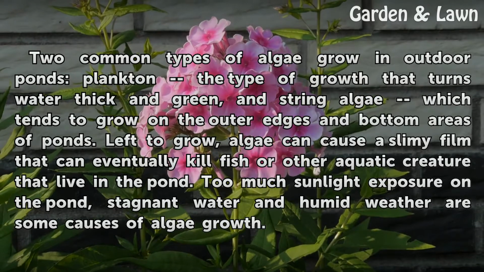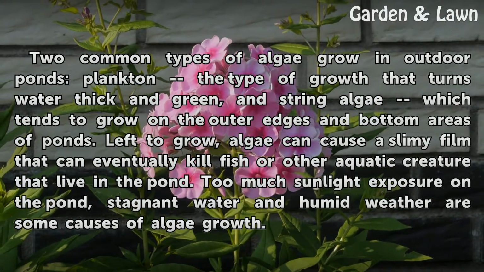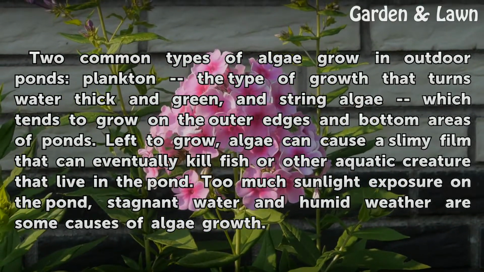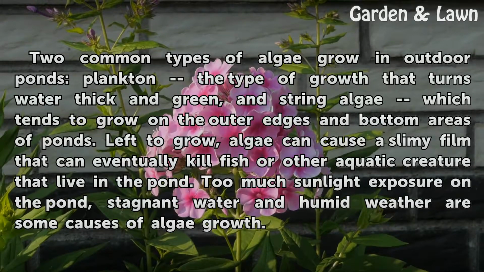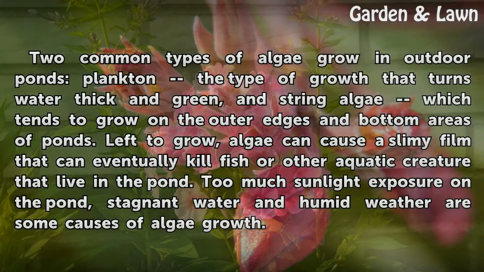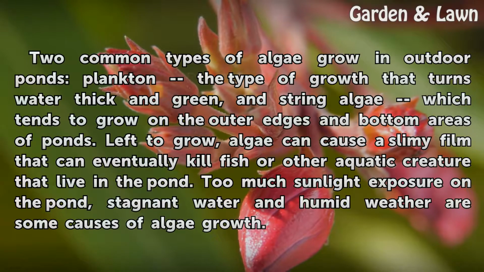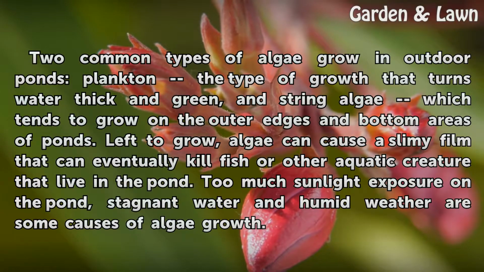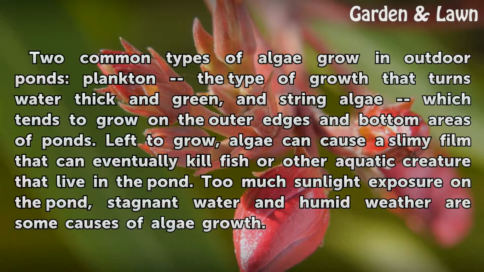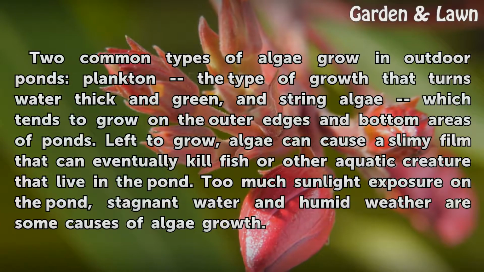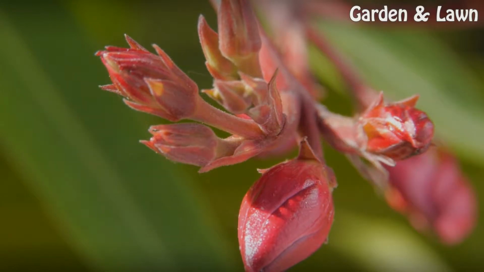Two common types of algae grow in outdoor ponds: plankton, the type of growth that turns water thick and green, and string algae, which tends to grow on the outer edges and bottom areas of ponds. Left to grow, algae can cause a slimy film that can eventually kill fish or other aquatic creatures that live in the pond. Too much sunlight exposure on the pond, stagnant water and humid weather are some causes of algae growth.